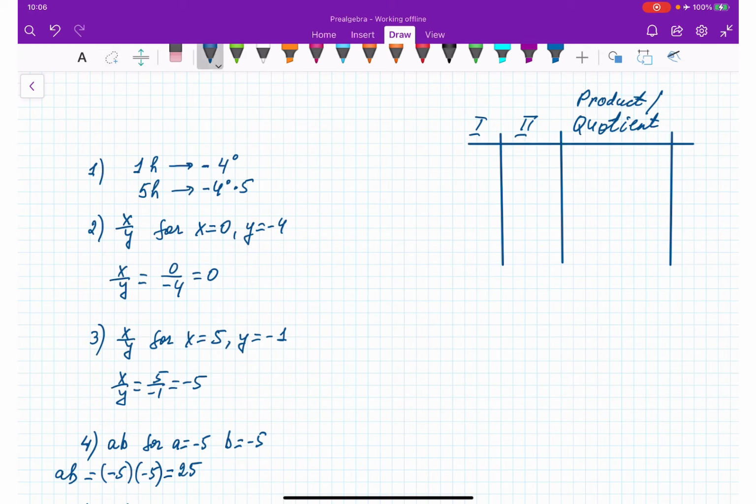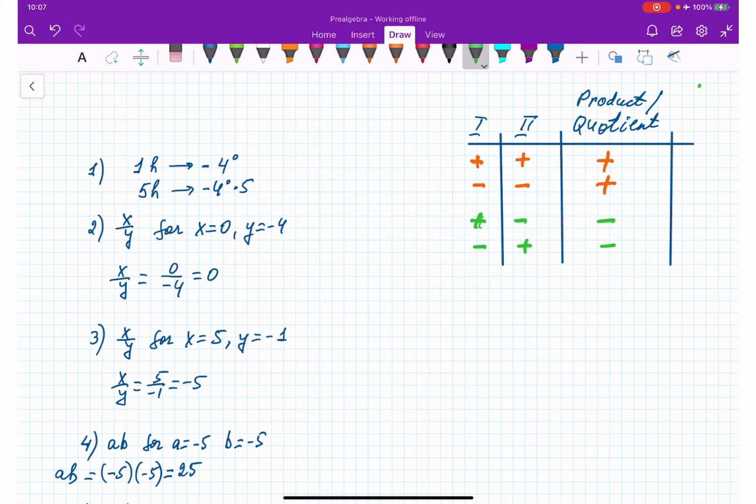So, here is the rule. If both terms are positive or both terms are negative, the result is positive, period. Again, if the signs of the terms are the same, then the result is positive. When the signs of the terms are different, positive, negative, or negative, positive, then the sign of the product, or the sign of the quotient, is negative. That's all.